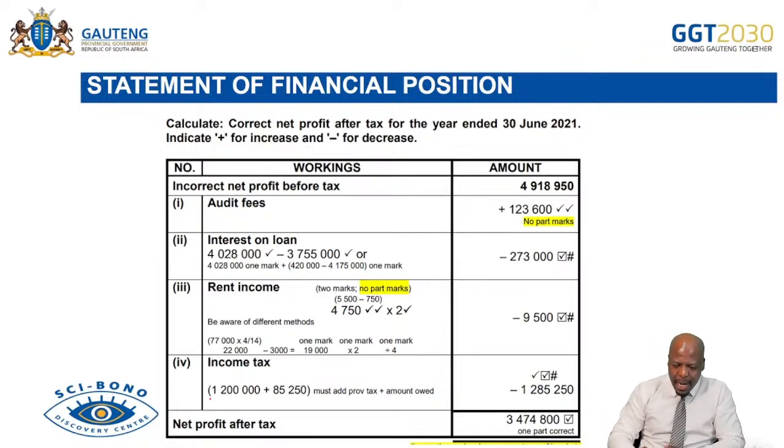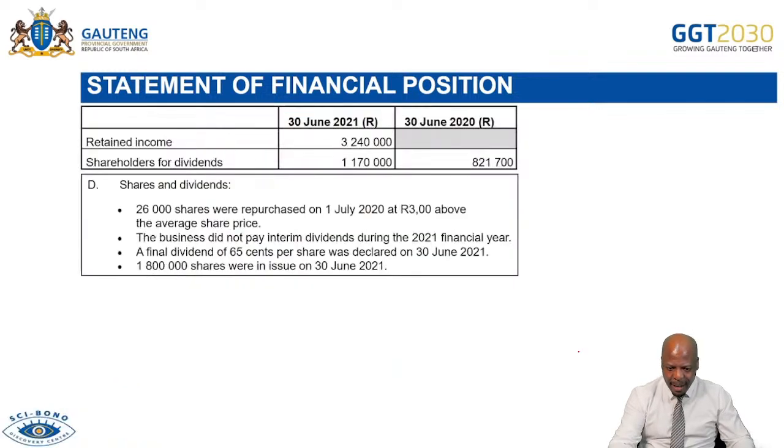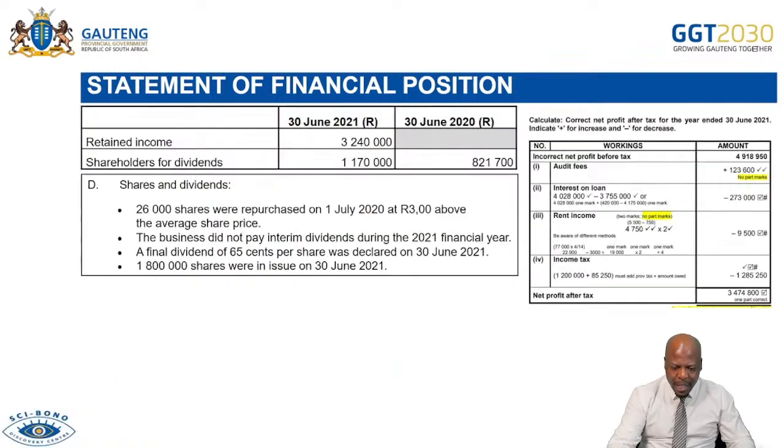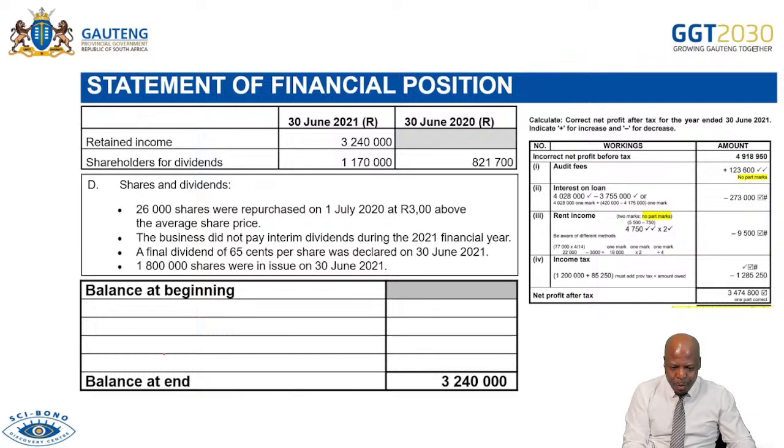Now here's the final correct answer on the correct net profit calculation. So we ended up with our 3,474,800. This was the final answer over there.